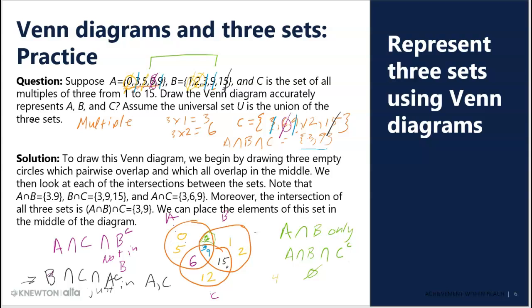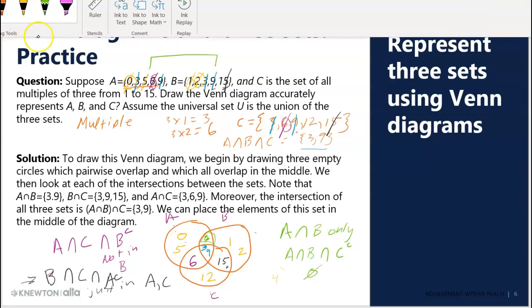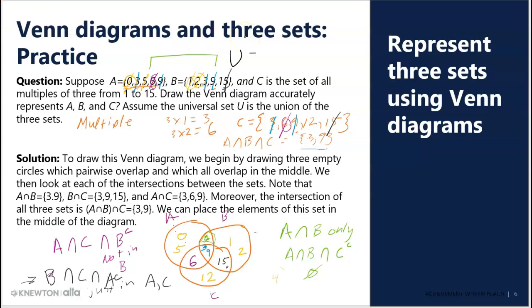But for these problems in your text, they tend to just tell you to use the union of the 3 sets as the universal set, which means you won't have anything out here. But if I had also been told that U is 1 through 15, and remember we can write it that way, that means all the way up to 15.